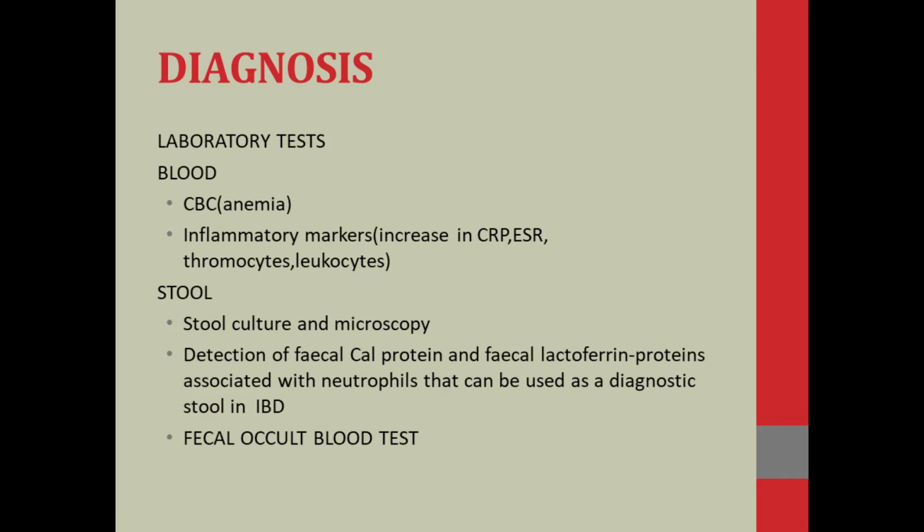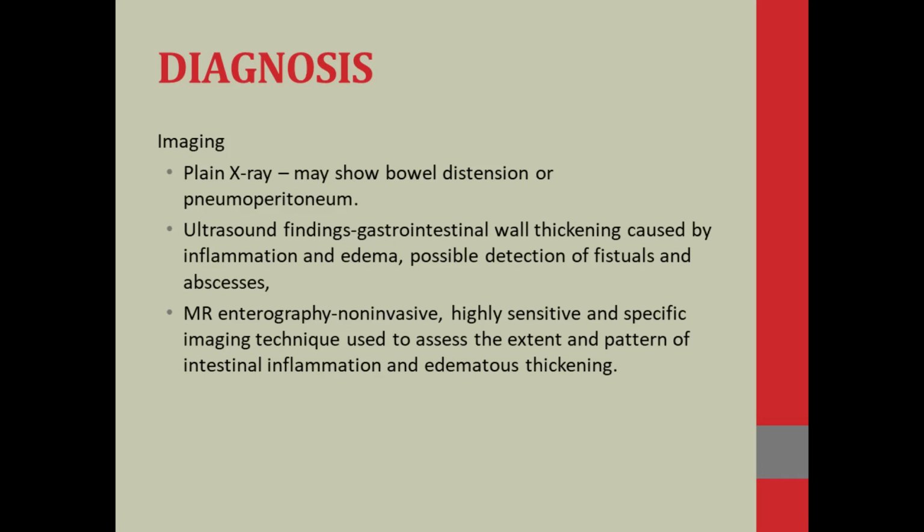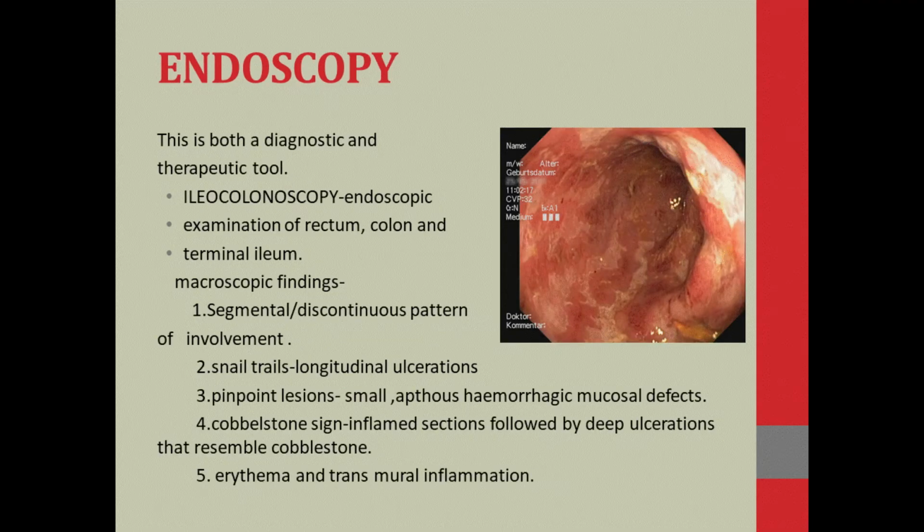The main diagnosis in Crohn's disease is imaging. In plain X-ray, we see bowel distension or a pneumoperitoneum. In ultrasound, we can see gastrointestinal wall thickening caused by inflammation and edema. Possible detection of fistulas and abscess can also be seen. MR enterography is a non-invasive, highly sensitive and specific imaging technique used to assess the extent and pattern of intestinal inflammation and edematous thickening.